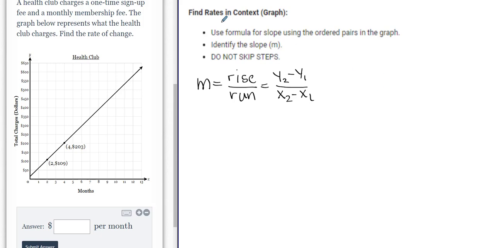Our next set of problems will still be finding rates in context, but we're going to be dealing with graphs. A health club charges a one-time sign-up fee and a monthly membership fee. The graph below represents the health club charges. Find the rate of change.